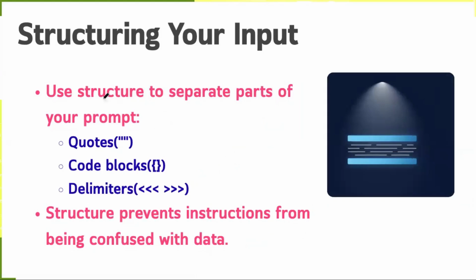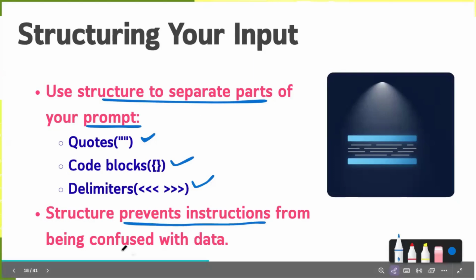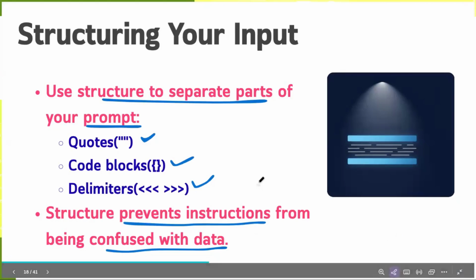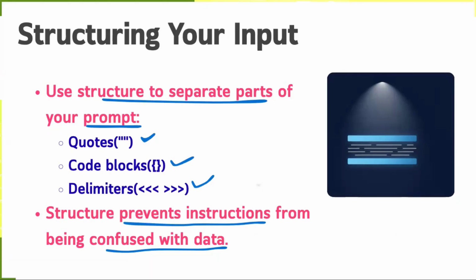Using structure helps separate different parts of your prompt. For example, quotes can mark text that the model should treat as data. Code blocks can highlight instructions or examples that need to stay exact. Delimiters can clearly show where one section ends and another begins. Structure prevents instructions from being confused with data. When the model can see clearly which parts are instructions and which are content, it can follow the direction you have given instead of trying to invent its own path. By adding simple structure, you reduce errors and improve the quality of the response.